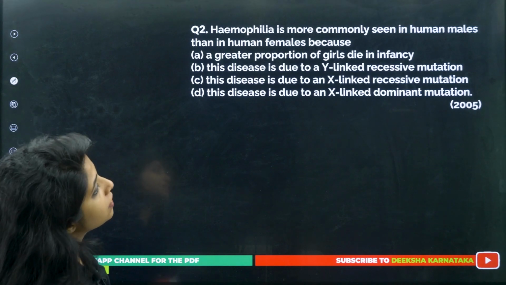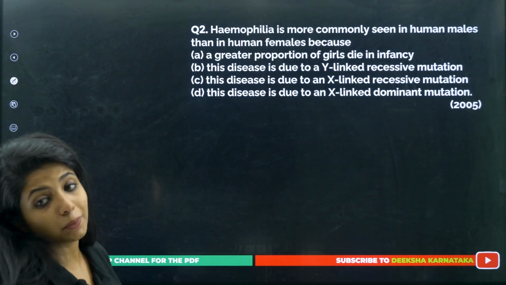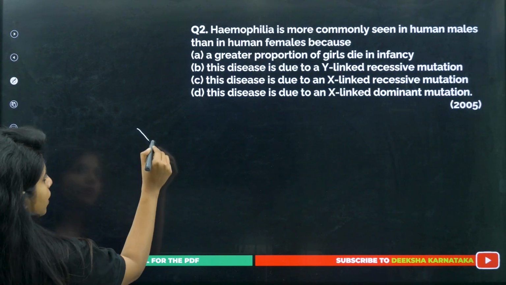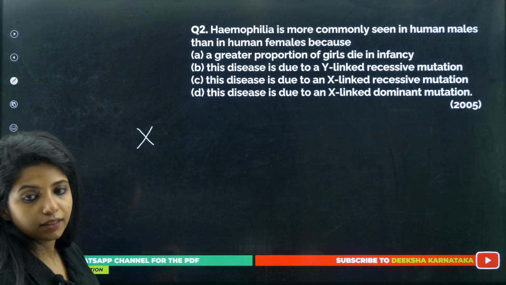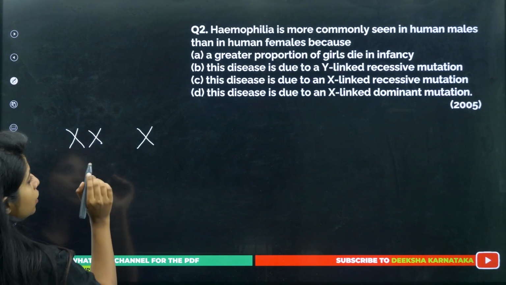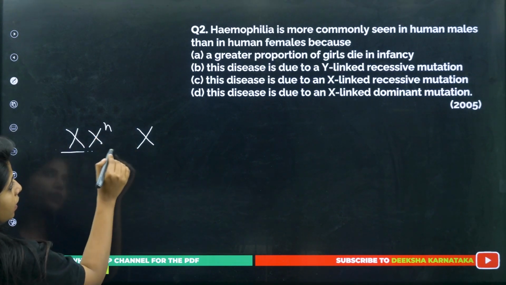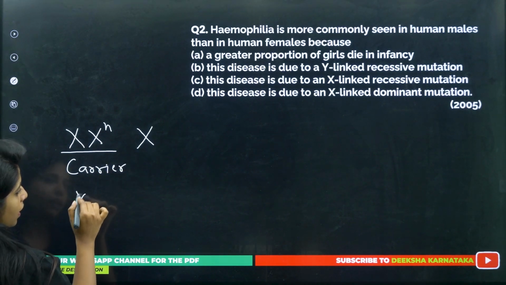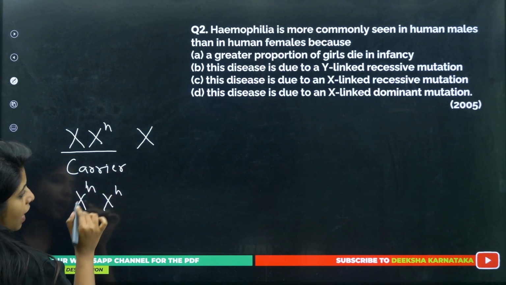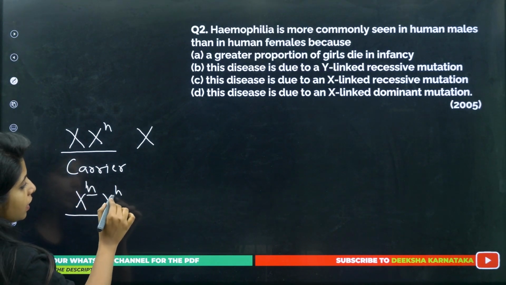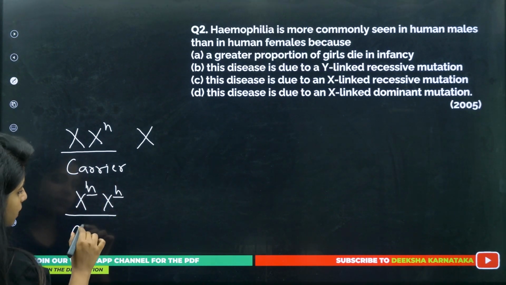Hemophilia is more commonly seen in human males than in human females. Again, this is an X-linked recessive disorder. In the case of females, if they have only one affected gene, they are just a carrier. In this case they have the disease, where both the genes, both the chromosomes, are affected. Then probably they have the disease.